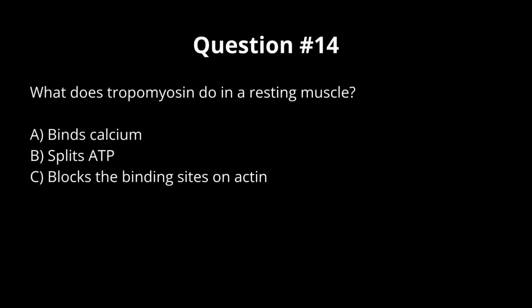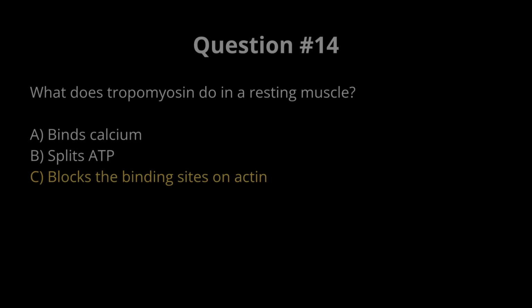Question number 14. What does tropomyosin do in a resting muscle? A. Binds calcium. B. Splits ATP. C. Blocks the binding sites on actin. The correct answer is C. In resting muscle, tropomyosin covers actin's binding sites, preventing cross-bridge formation. When calcium binds troponin, tropomyosin shifts, exposing sites for contraction.